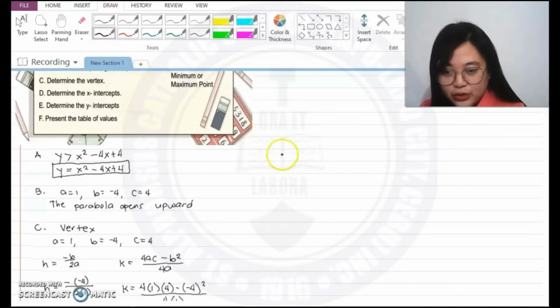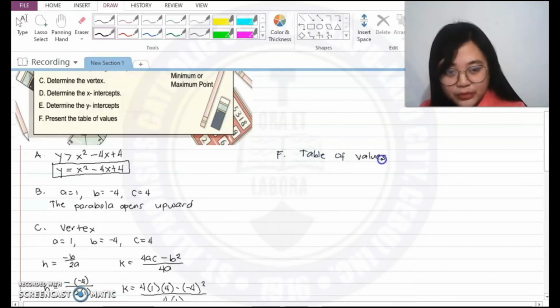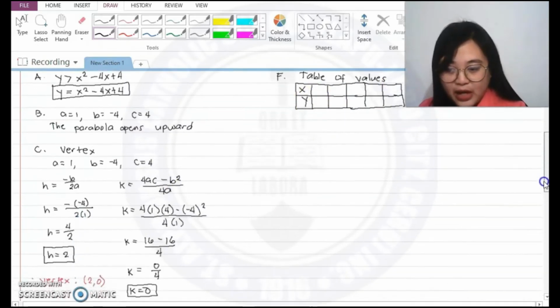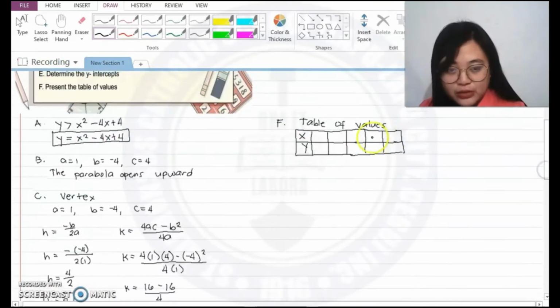Now let us proceed to letter F, which is the table of values. For this, class, you're just going to create the table and make sure it has at least five cells. On the center, you're going to write the vertex, and our solved value for the vertex is 2, 0. Put the 2, 0 here. Then we're going to continue consecutively with the numbering on x.